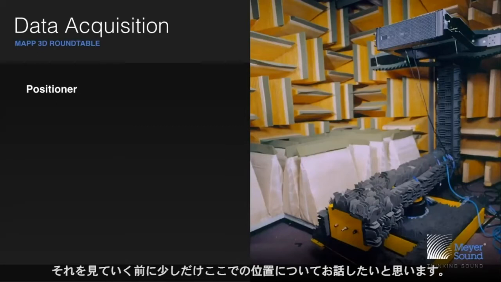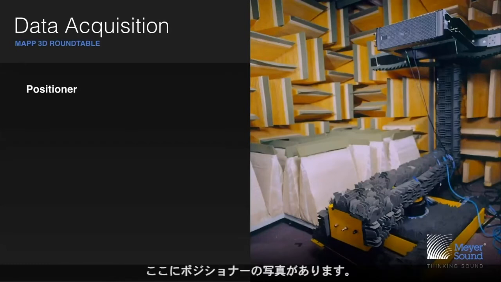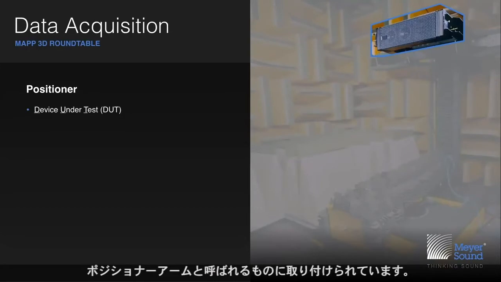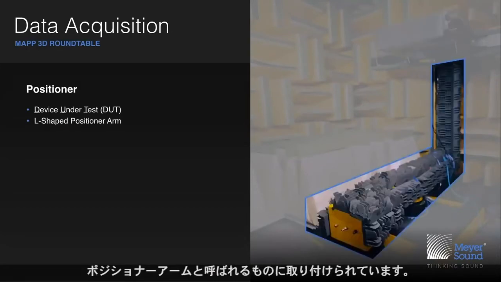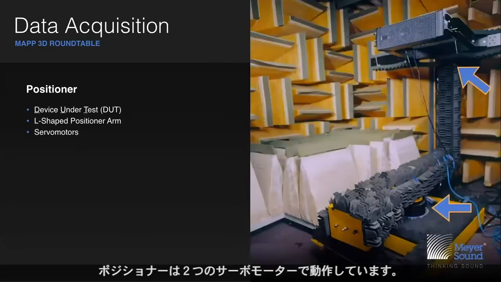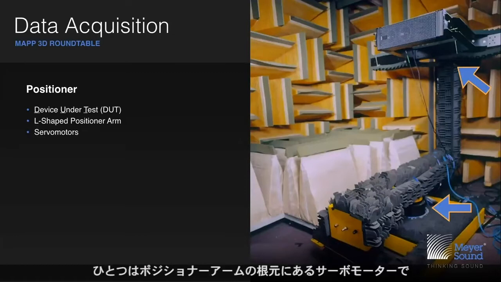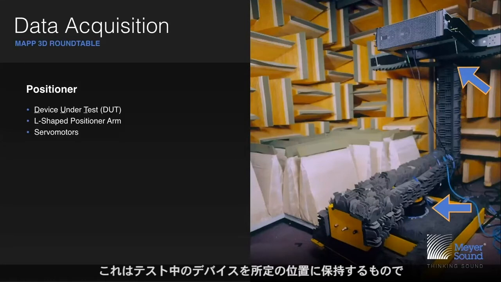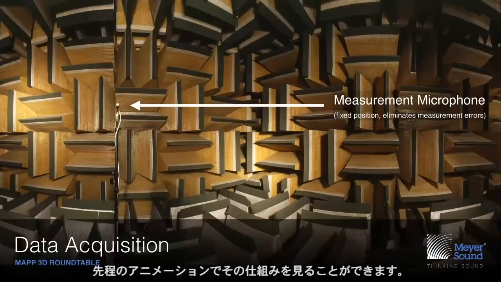But before we look at that, I want to tell you a little bit more about the positioner because I'm running ahead of myself. So here we see a photo of the positioner. Notice that there is a loudspeaker or device under test mounted to what is known as the positioner arm, which is this L-shaped piece of the positioner. The positioner is operated by two servo motors. There is a servo motor at the base of the positioner arm, and there is a servo motor living behind the U-bracket that keeps the device under test in place. And in the previous animation, you could see how that works.